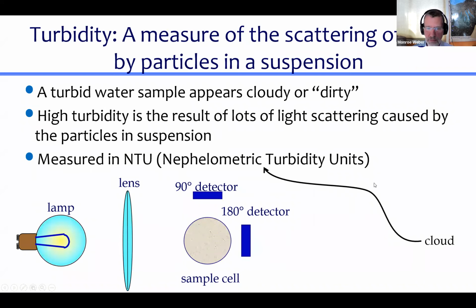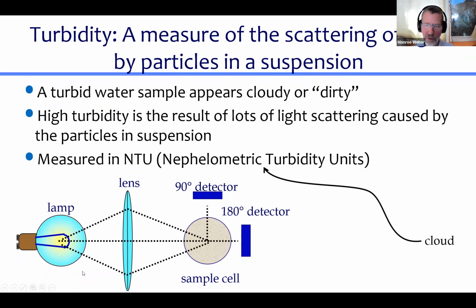So it's a measure of scattering of light. Here's a very simple turbidity meter. There's a light that's shining through a lens and into a sample. Here's my sample cell. And if there are particles in that sample cell, they might reflect or refract the light. And so the light, instead of going straight through, gets bent actually in all directions.